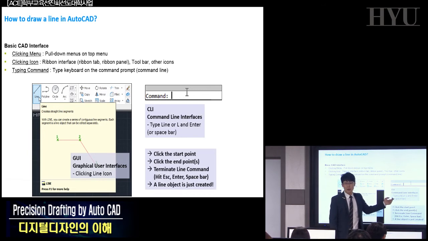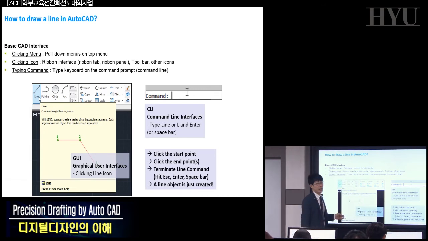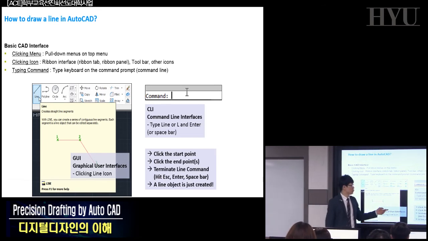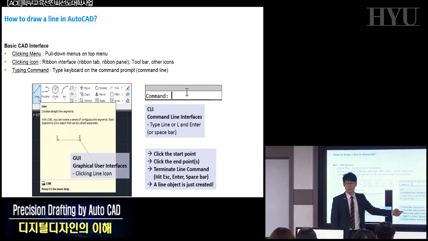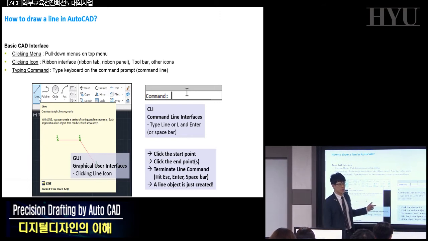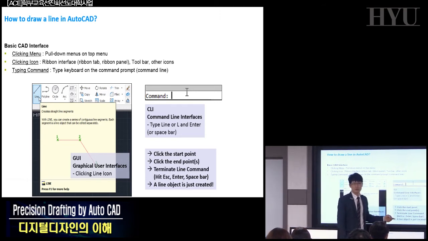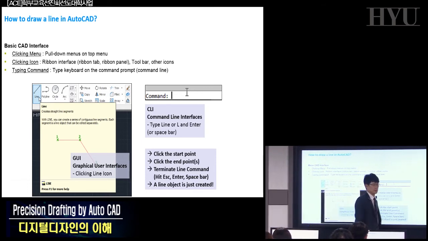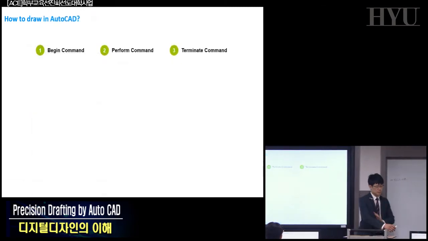If you type L, the command line will ask you what to do. If you type L and enter, the command line will ask you what the start point is. If you click the start point, the command line will ask you to specify the end point. Something like that, okay? Interactive interface.